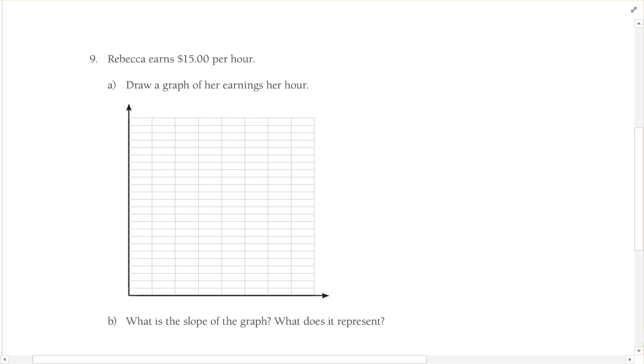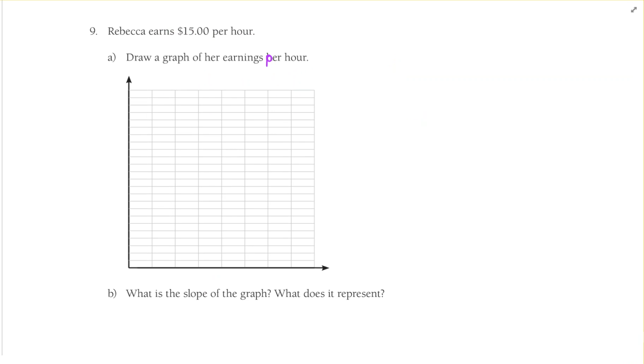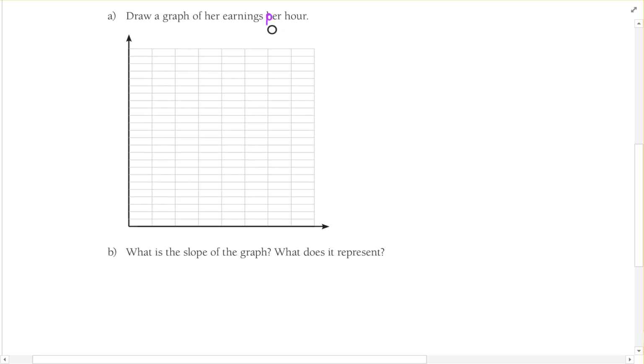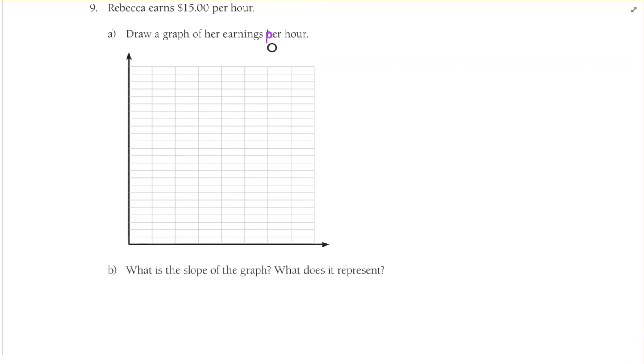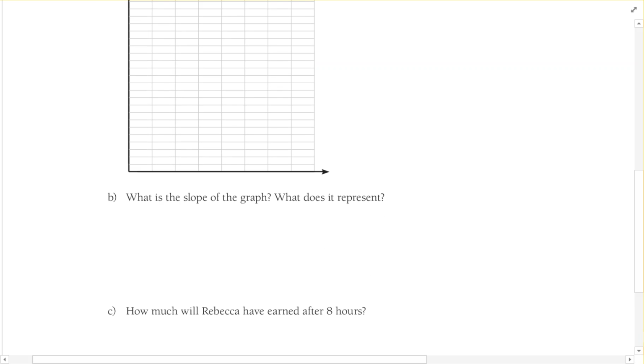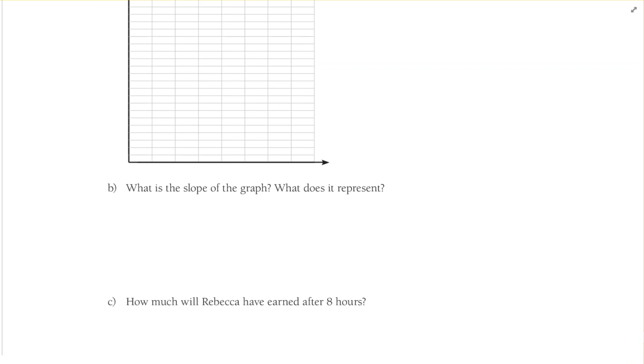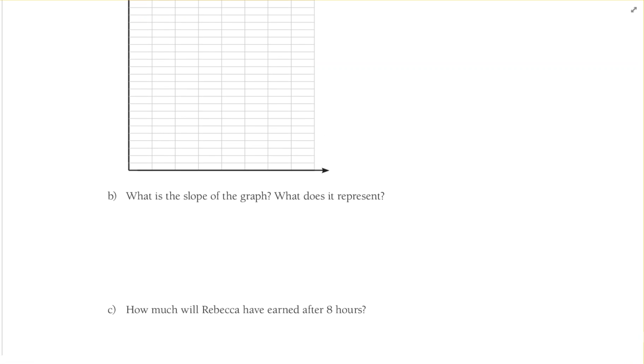All right, 9. Rebecca earns $15 per hour. Draw a graph of her earnings. I should say per hour, not her hour, per hour. Okay, so I'll let you guys go ahead and make that graph on your sheet. Then for part B, so go ahead and do that now. So make the graph. Part B says, what is the slope of the graph? What does it represent? So go ahead and answer that now.